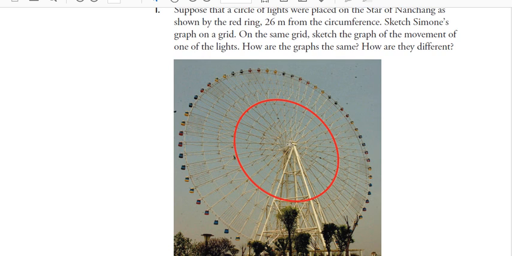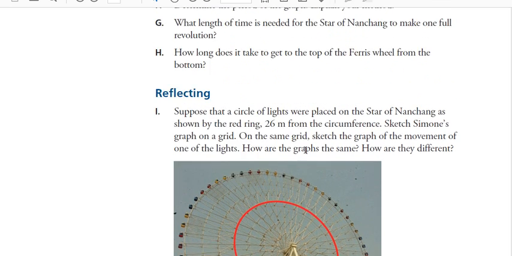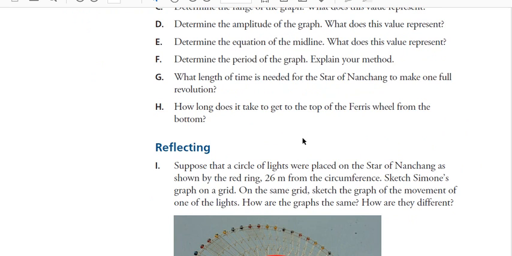You want to add to that, or anybody else want to add to that? The amplitude represents the radius. Good, yeah. So that's the distance from the middle to the outside edge, anywhere on the outside edge. So the amplitude is actually the radius of this big circle. Does that make sense? Yeah, so the amplitude is the radius. So it's 79 meters from the middle to the very outer edge of this Ferris wheel. Okay, good, we're getting it.